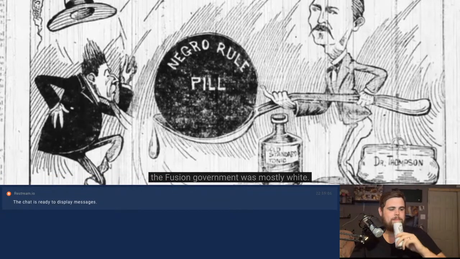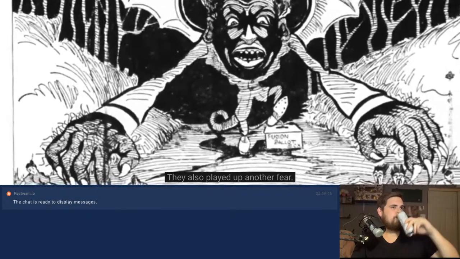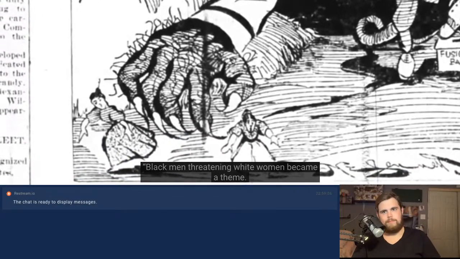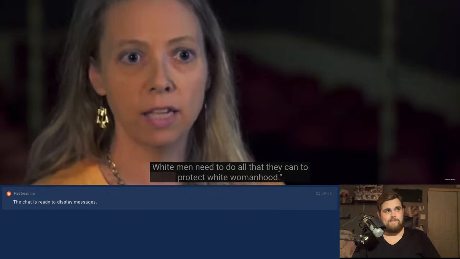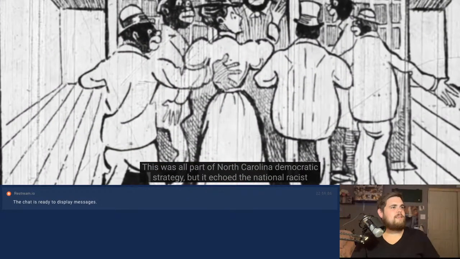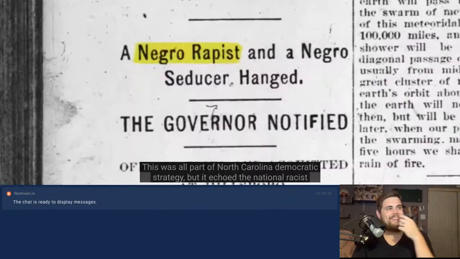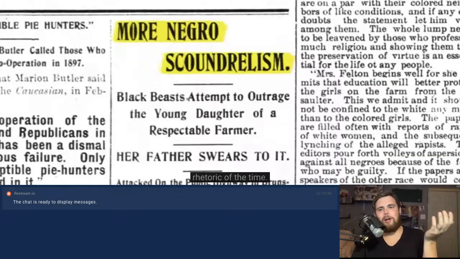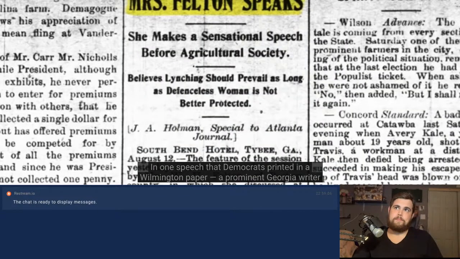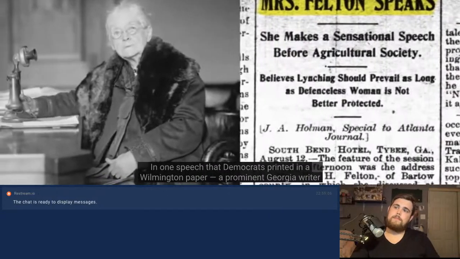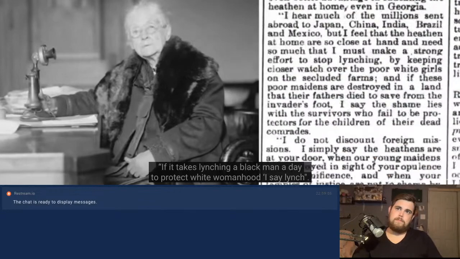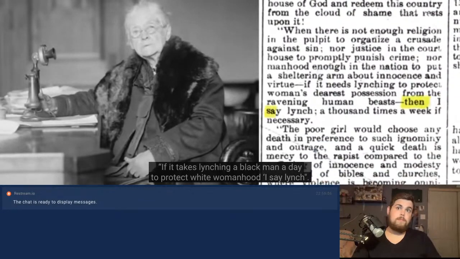They also played up another fear. Black men threatening white women became a theme. White men need to do all that they can to protect white womanhood. This was all part of North Carolina Democratic strategy, but it echoed the national racist rhetoric of the time. In one speech that Democrats printed in a Wilmington paper, a prominent Georgia writer named Rebecca Felton said, "If it takes lynching a black man a day to protect white womanhood, I say lynch."